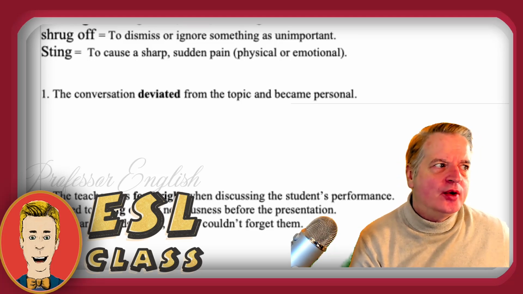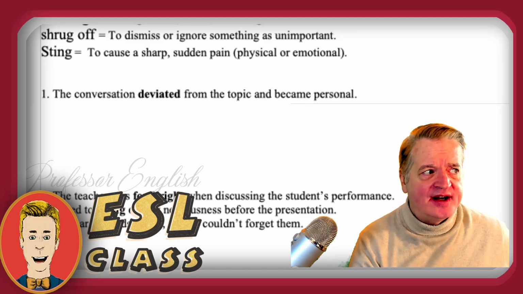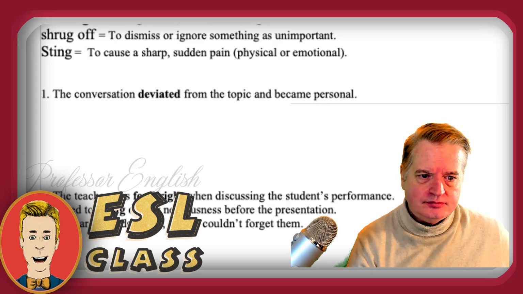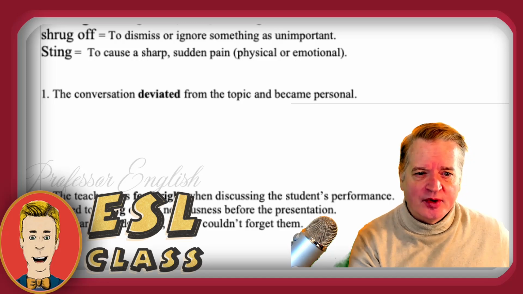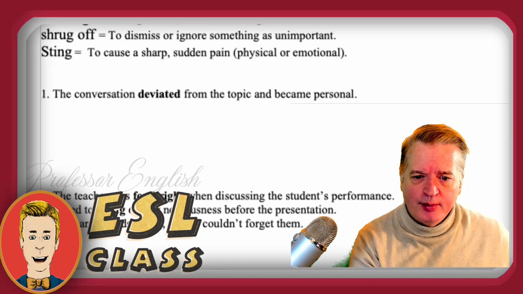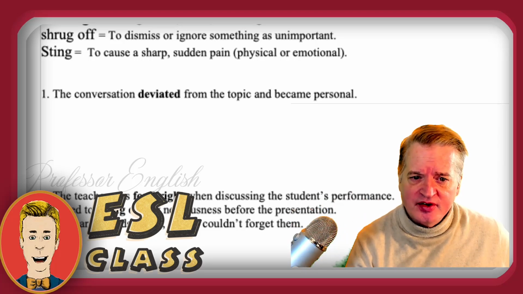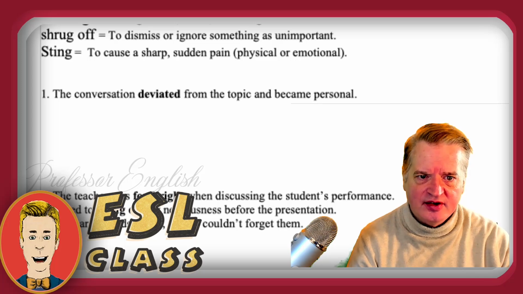Deviated. When a word ends with a T sound, you add an extra syllable in the past. Deviated. Means the conversation went on another path. That's right. So maybe they were talking about business, but then it went down a different path, and now it's personal. Is that pretty clear what the meaning is of deviate?